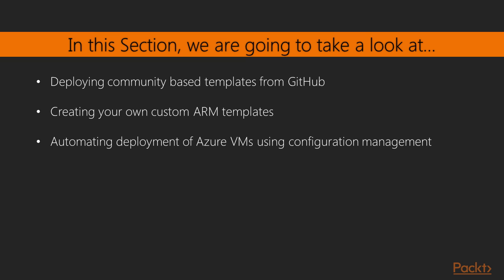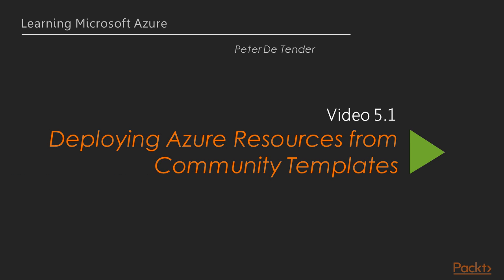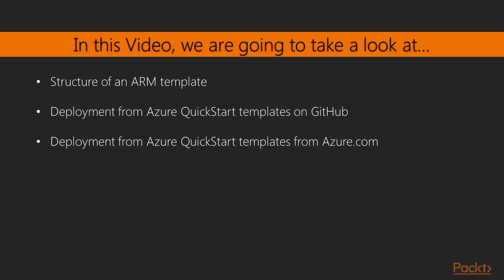In the other section in this video, I'm going to handle the automation of the deployment of your Azure virtual machines by using configuration management. Now let me start with the first part in this section, deploying community templates. In this video, we're going to take a look at the structure of an ARM template, followed by deploying an Azure Quick Start template from GitHub, or using another approach by connecting to the Azure Quick Start templates.